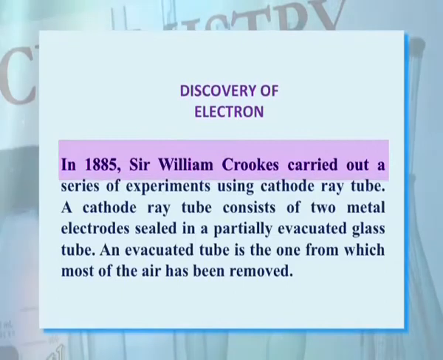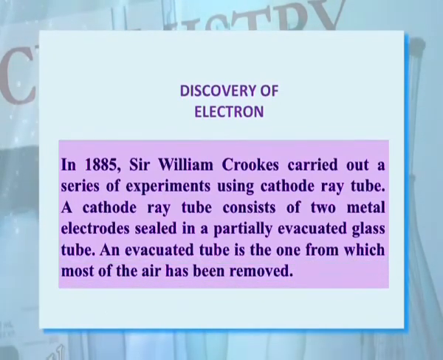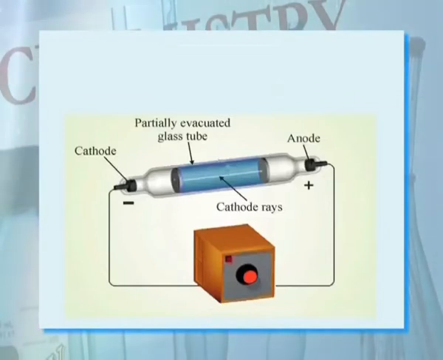Discovery of electron. In 1885, Sir William Crookes carried out a series of experiments using cathode ray tube. A cathode ray tube consists of two metal electrodes sealed in a partially evacuated glass tube. An evacuated tube is the one from which most of the air has been removed. The negatively charged electrode is called cathode, whereas the positively charged electrode is called anode. These electrodes are connected to a high voltage source. Such a cathode ray tube has been shown in the figure below.